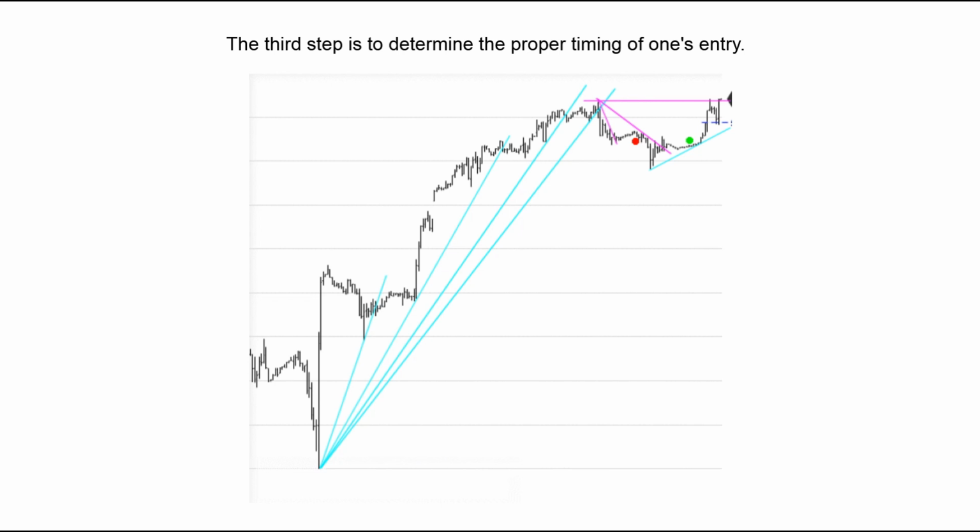The short was exited due to the break in the fanned supply line, or the magenta line, for a small gain. The job then is to wait for a retracement thereafter, regardless of whatever expectation we might have had toward weakness. That retracement takes place overnight and the long is entered at the green dot. So now all we're doing is just following the rules listed in the previous slides.